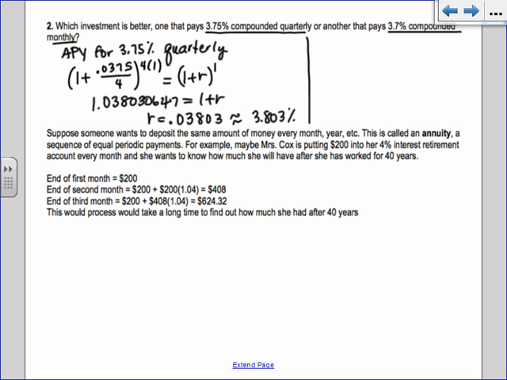All right, so compounded monthly. So APY for 3.7% monthly. So let's see which one's better. So we're going to set it up the same way. So it's going to be 1 plus 0.037 divided by 12 to the 12 times 1 equals 1 plus r.